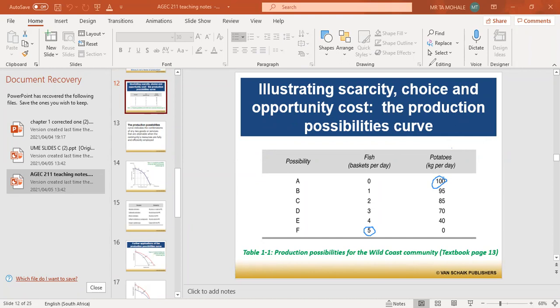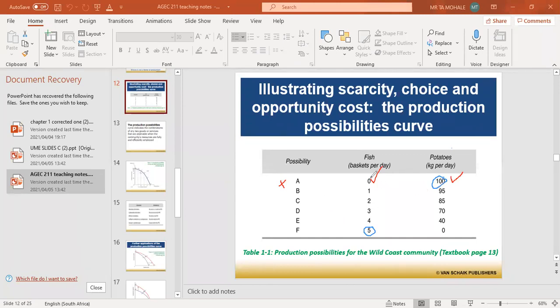So now if they say, calculate the opportunity cost of combination A, it means that we are focusing on A only. And at combination A, the farmer is producing 0 baskets of fish per day and 100 kgs of potatoes per day. Meaning that the farmer is not producing any fish. He is focusing all his resources on the production of potatoes. That is why he is achieving the maximum output of potatoes.